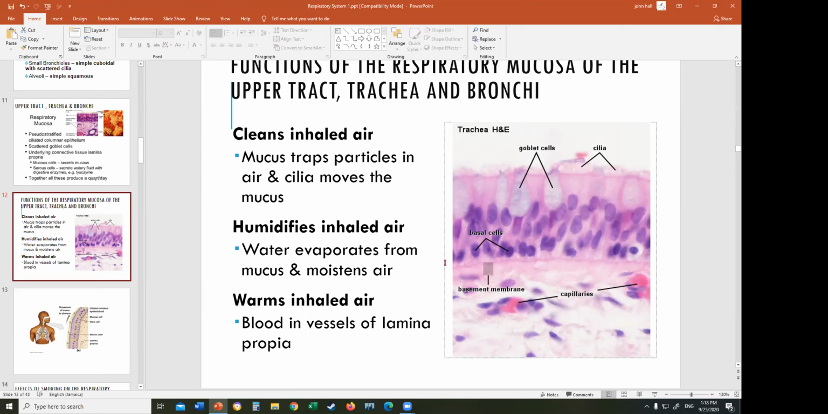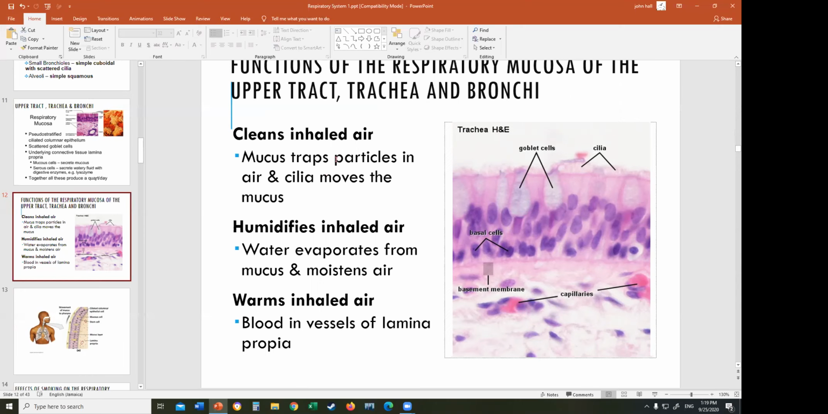So as the air rushes in and the air rushes over the pseudostratified cells, they have produced a layer of mucus on top of them. So the air rubs on the mucus and the particles from the air will stick to that mucus, right? And that way you capture these particles before they get down into the lungs. So the pseudostratified cells are helping to clean the air as you breathe it in, right? That's one important thing.